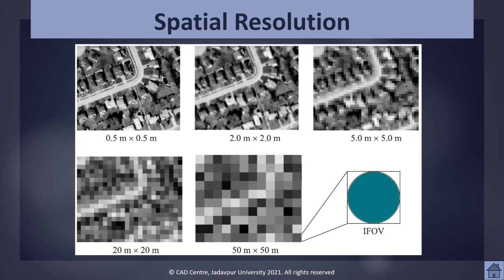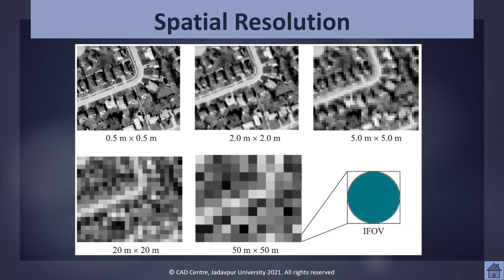In this example, as you can see, the IFOV is basically representing a pixel, and a pixel is representing a specific ground area, and a pixel may represent different ground areas. If the ground area that is represented by a pixel is smaller, then definitely we can get a higher level of detail, but if the pixel represents a larger geographic area, then we get a lower level of detail.